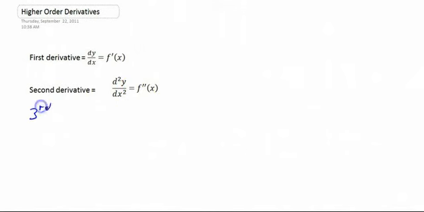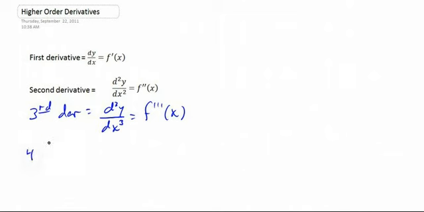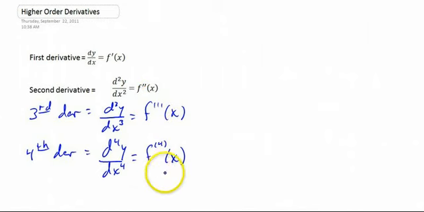You can even have a third derivative, and that would be d cubed y over dx cubed, which is f triple prime of x. And if the degree of your function is high enough to begin with, you could even do a fourth derivative, and that would be d4y over dx to the fourth. After 3 primes, we just start using numbers. So that means the fourth derivative of f with respect to x.